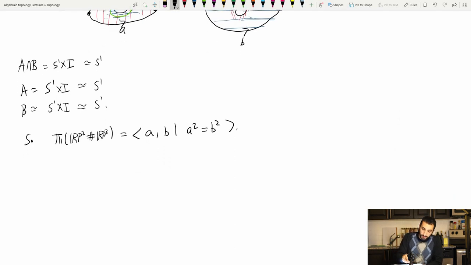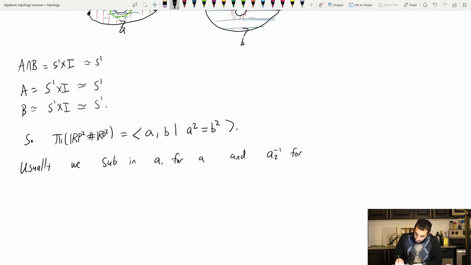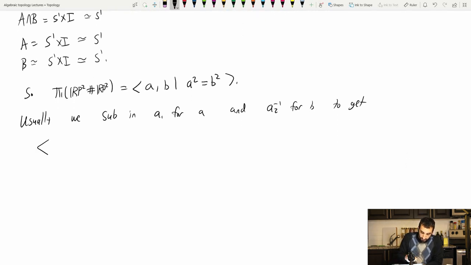And there we have it. That's pi 1 of RP2 connect sum RP2. Now, usually, we sub in A1 for A and A2 inverse for B to get, this is just another presentation of the same group, just with different variables, A1, A2, so that A1 squared, A2 squared is equal to 1. And from here, you could just run a simple inductive argument to get the following proposition.